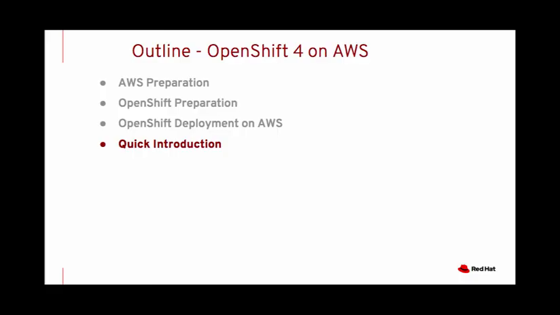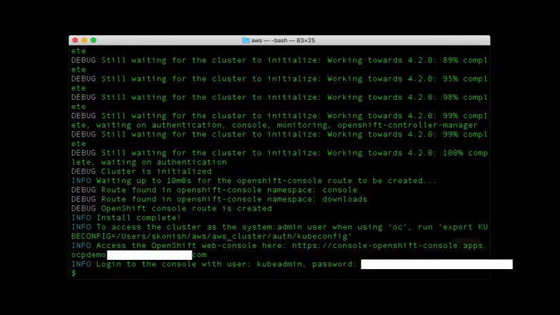Okay, let's log into the cluster and go through a quick introduction. The OpenShift cluster is now deployed on AWS. The OpenShift web console is accessible via the supplied URL, and we can log in using the OC command using the kubeadmin username and the randomly generated password. We'll use the kubeadmin user for this demonstration, but it's a best practice to remove it eventually.